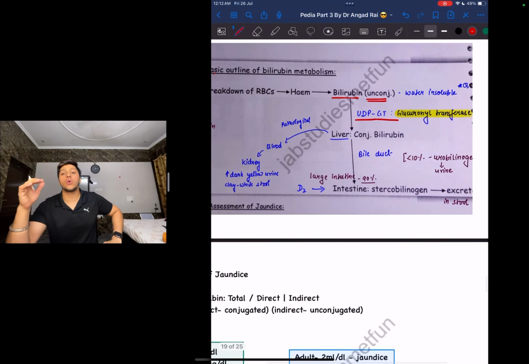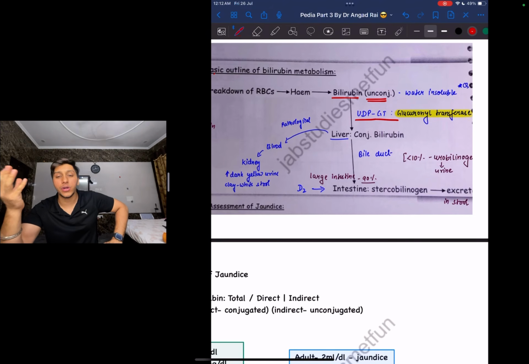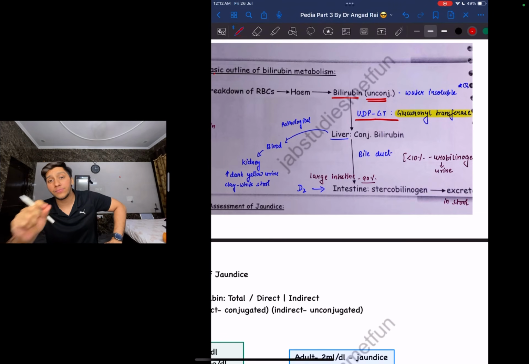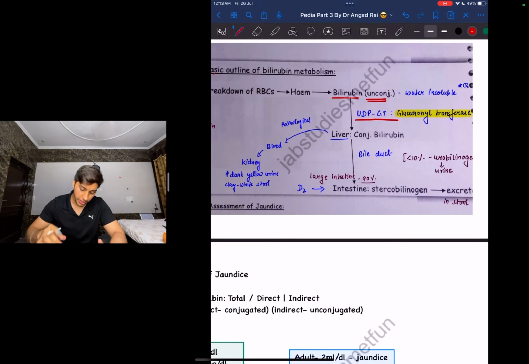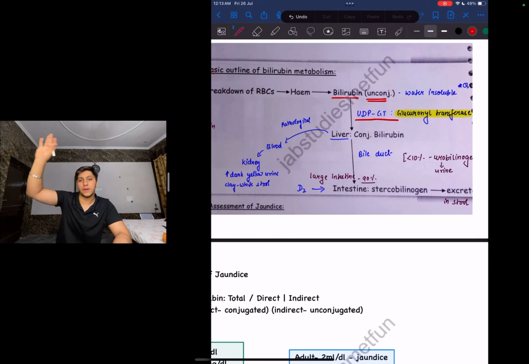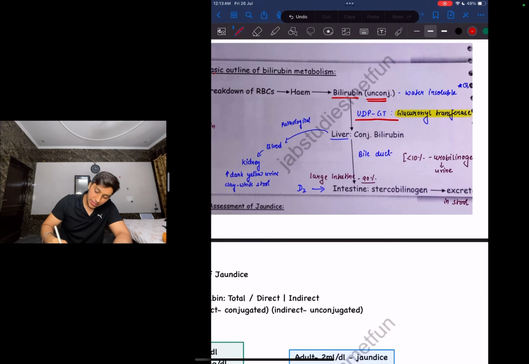Once it is conjugated bilirubin, with the help of our bile duct, it goes into the second part of the small intestine, and from there up to 90% is in the form of stercobilinogen. That is why feces is yellow to dark in color. 10% is urobilinogen, that will be in the urine. Okay guys, now this same pathophysiology is the same for adults as well. Just imagine if there is some issue over here.